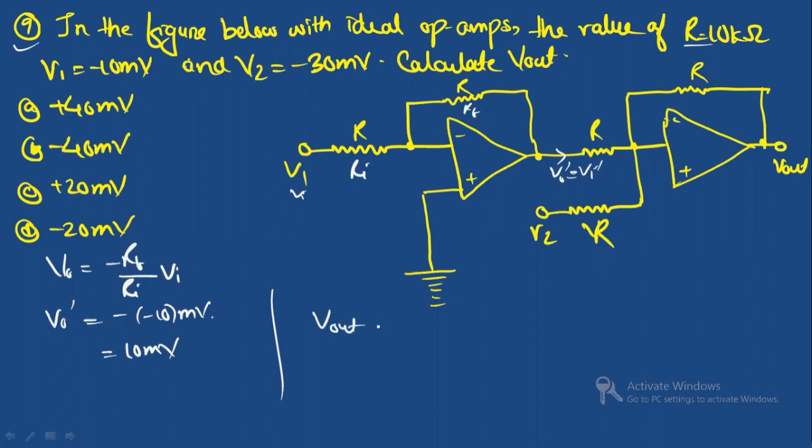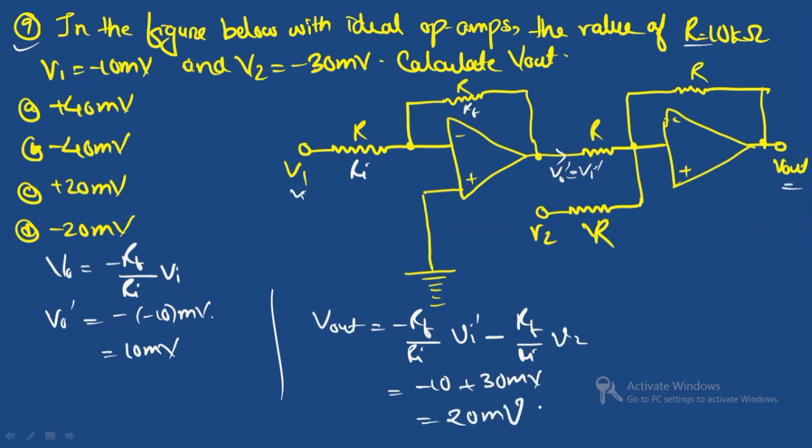Now you will calculate V output. For this one it will be a sum. So it will be minus RF by RI. This is the input, this is V0 prime, minus RF by RI, and here you will have V2, whose value is minus 30. So this will give you R by R, so it is 1. This is V0 prime, so you got minus 10 millivolt. This will give you plus 30 millivolt. So you will get it to be equal to 20 millivolt. Clear? So the correct option is option C here.